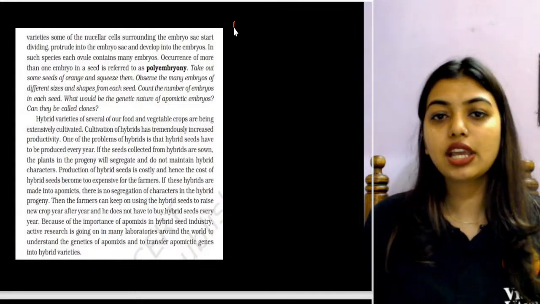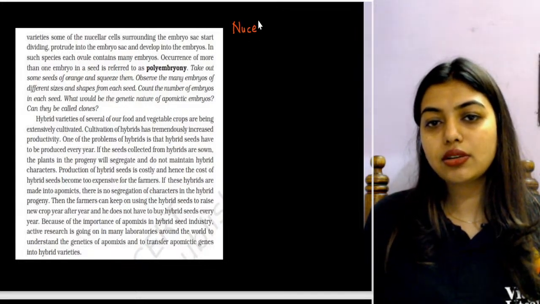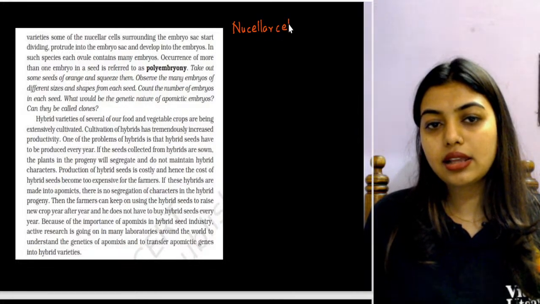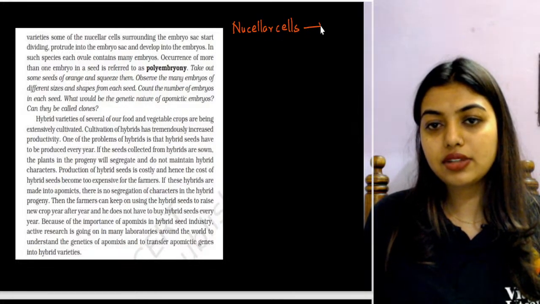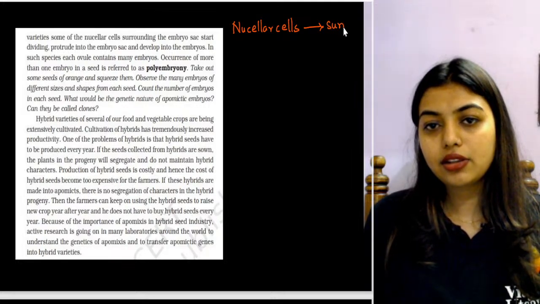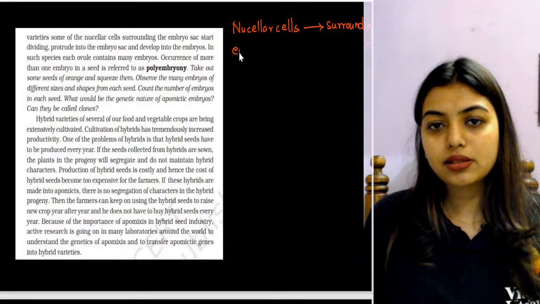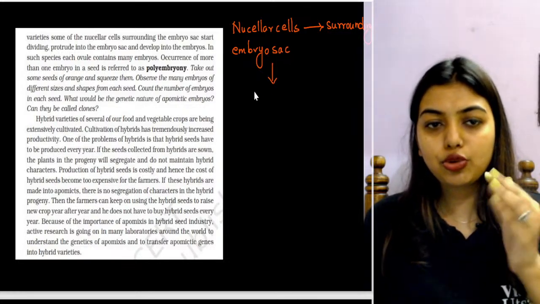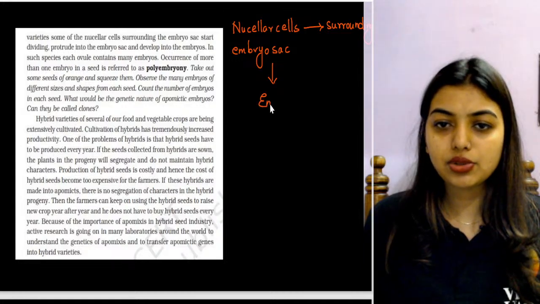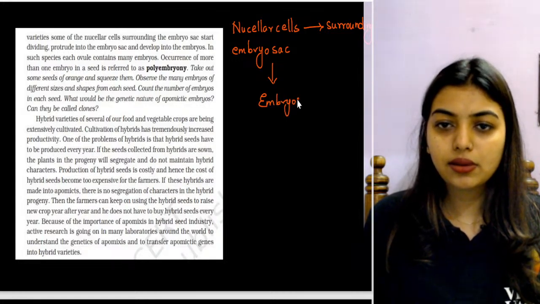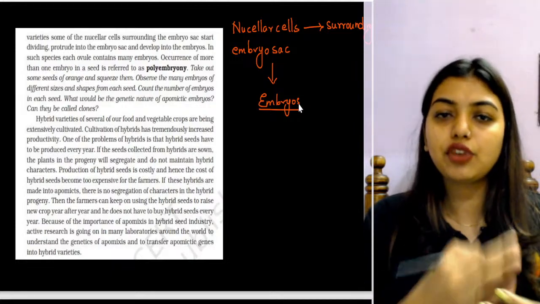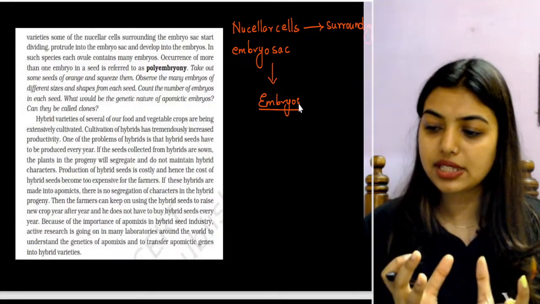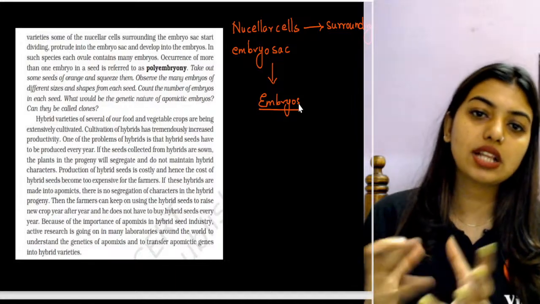So what they are trying to say is, nucellar cells are there, okay? They will undergo division and they will surround the embryo sac. Here they will start dividing and they will protrude into the embryo sac and develop the embryos. Instead of waiting for fertilization, those cells themselves will form the embryo.